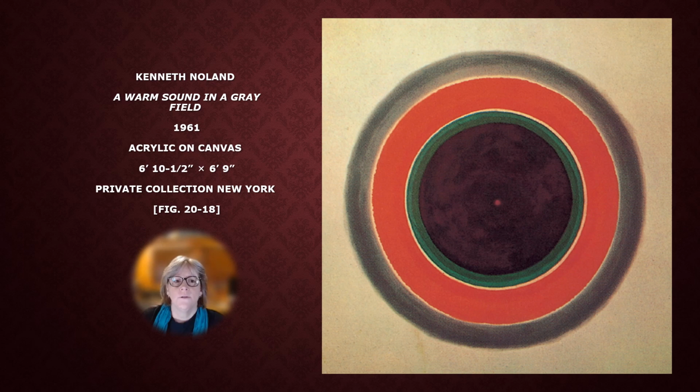Kenneth Noland was close friends with Morris Louis, and like Louis, he used thin pigment to stain the canvas, as we can see here in this painting, a warm sound in a gray field. Between the mid-1950s and 1962, the circle or series of circles that were placed exactly in the center of his squared canvases were his main theme.